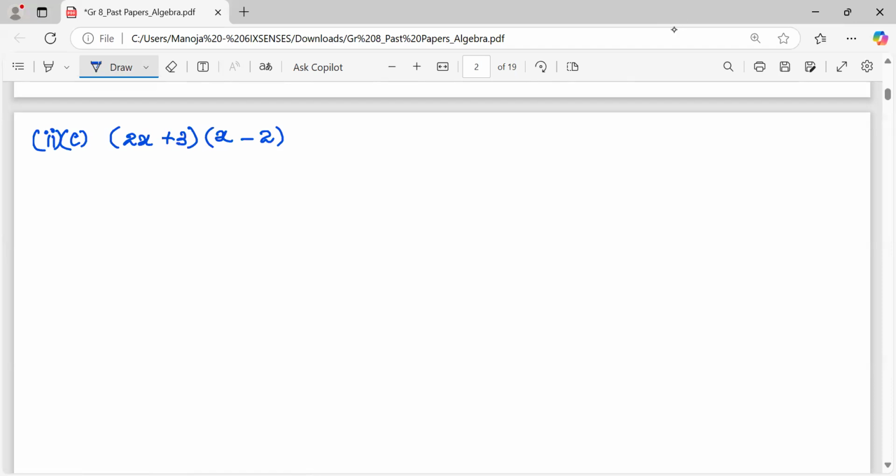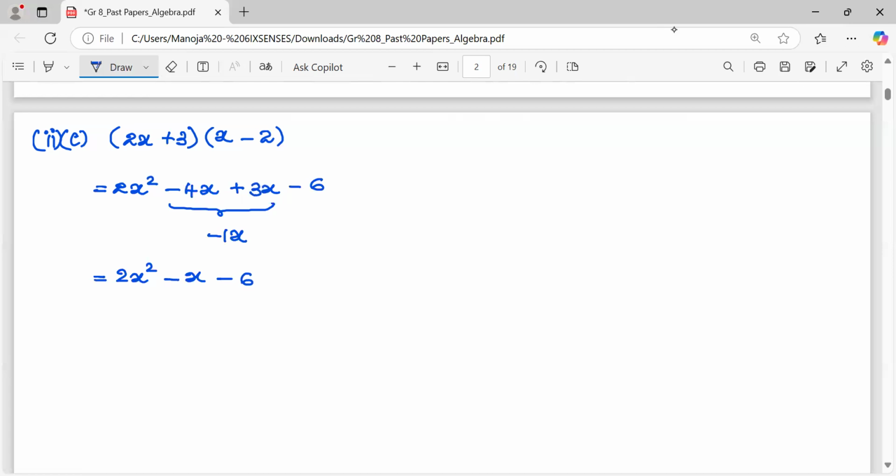So then 2x times x is 2x squared. 2x times negative 2 is negative 4x. 3 times x is 3x. And positive 3 times negative 2 is negative 6. And again, I have the like terms. Negative 4 and positive 3 gives negative 1x. So then I rewrite my answer: 2x squared minus, normally we don't write that 1x. Either you can write negative 1x or you can write just negative x, and negative 6.